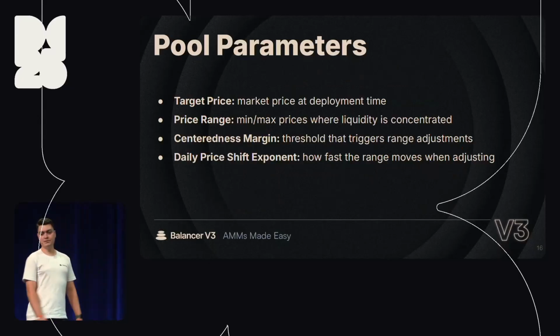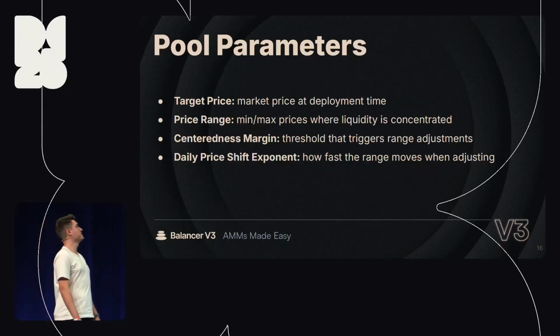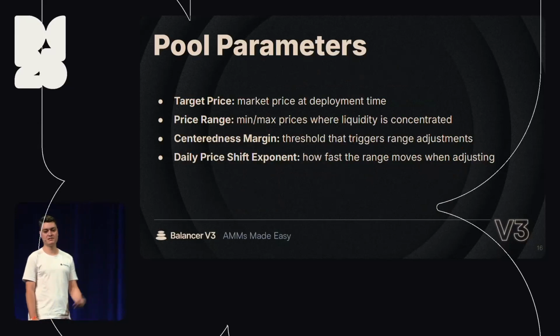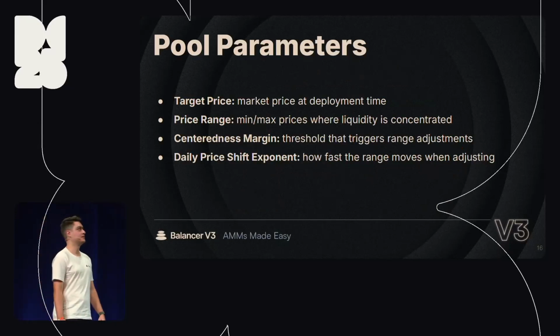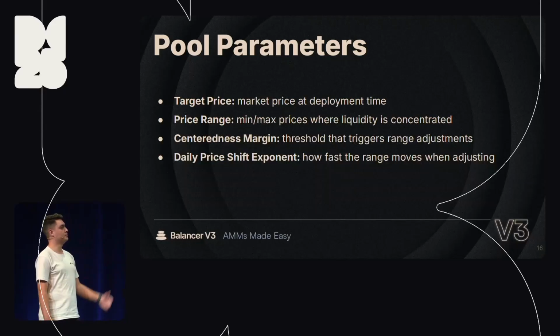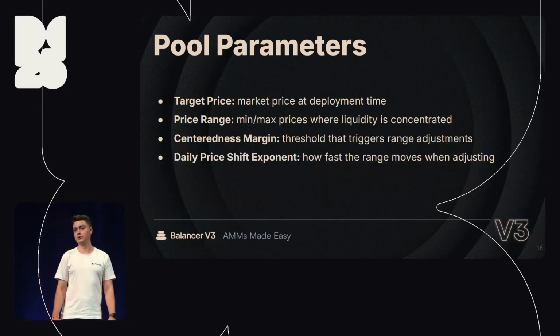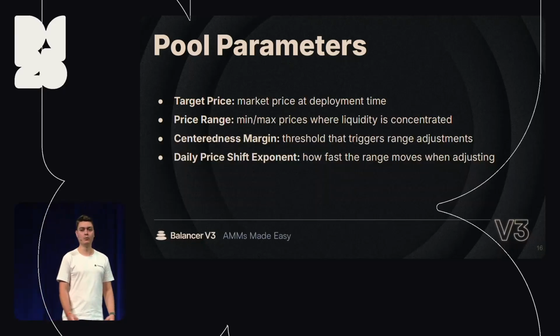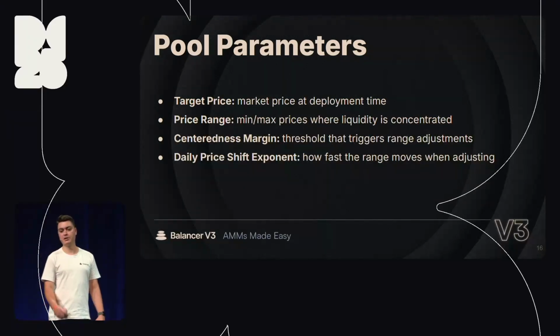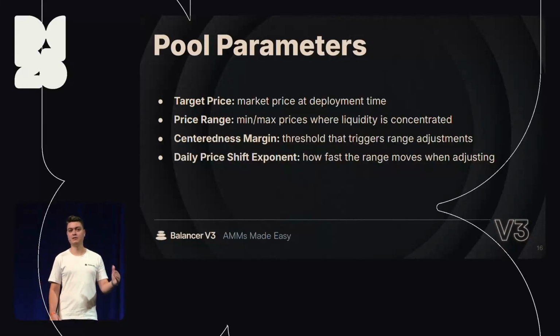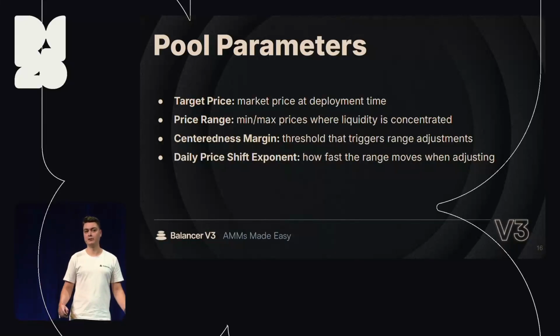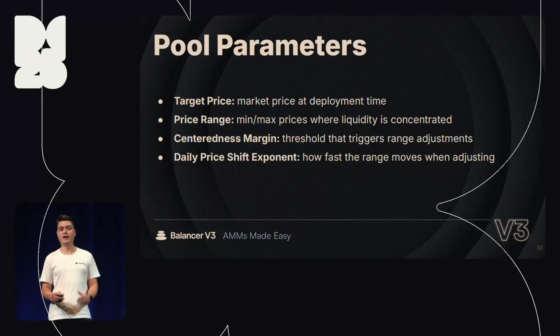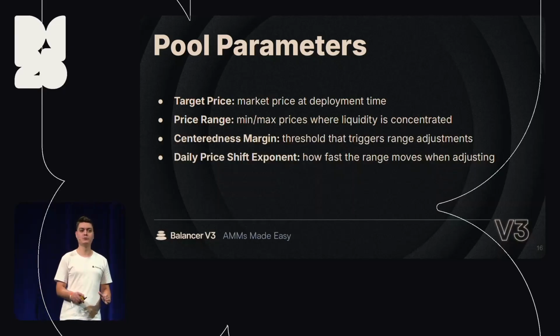There are a few parameters you can configure in order to create such an AMM. The first one is just the target price, that's the market price at the deployment time. And then you have 3 parameters which are actually mutable. So they can be transparently managed by a pool owner or pool manager, who can change those parameters. First, the price range, so that's the min and the max price you're providing liquidity within. You have the margin, that's the threshold that triggers range adjustments.